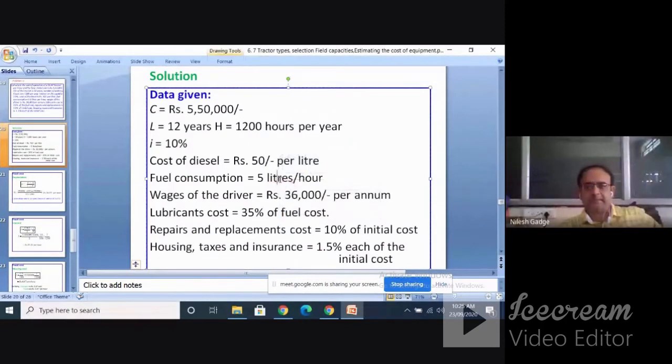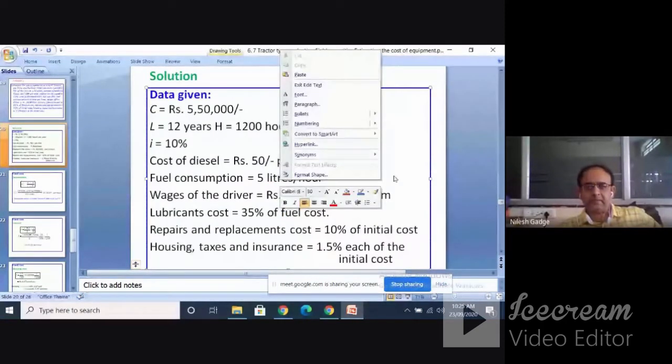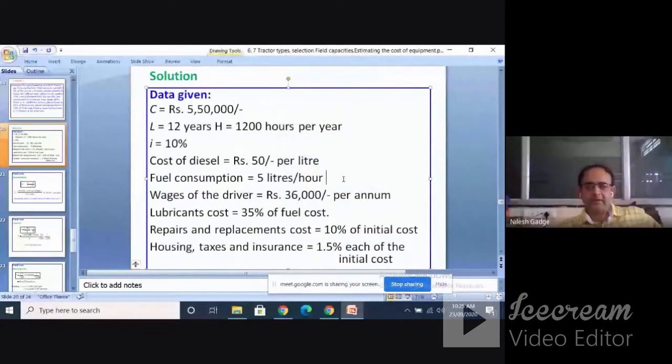Write down the given data. The fuel consumption is 5 liters per hour. Wages of operator rupees 36,000 per annum, means it is yearly. Lubricant cost is 35% of the fuel cost. Repair and maintenance cost is 10% of the initial cost. Housing, taxes and insurance 1% each, 1.5% of the initial cost of the tractor. So write down this given data, and after finishing this, we will solve this problem.